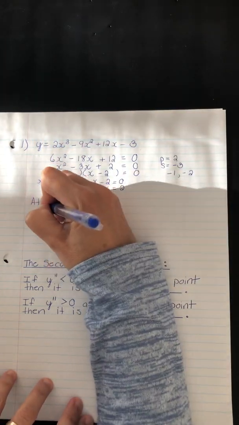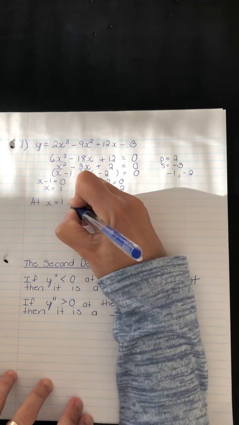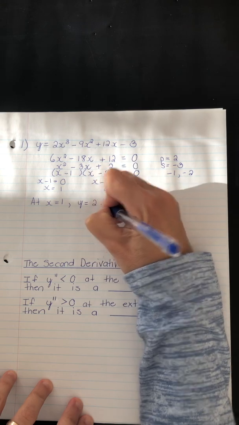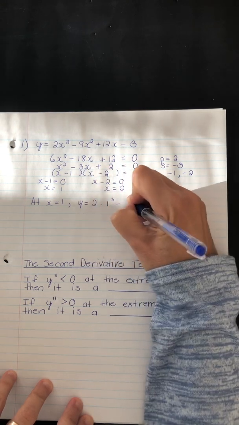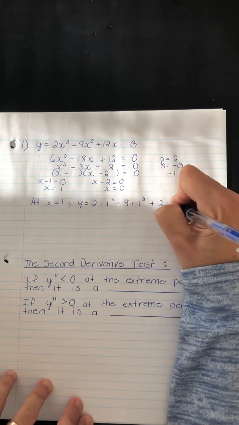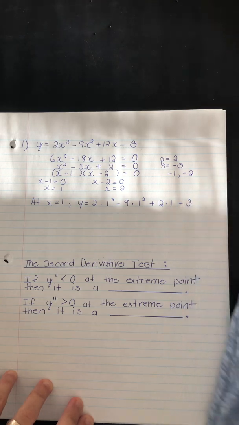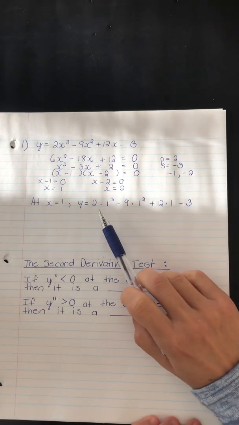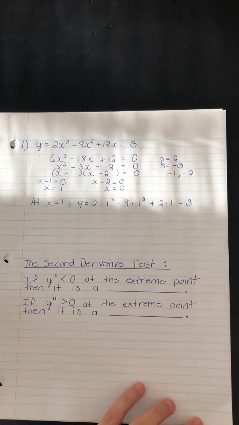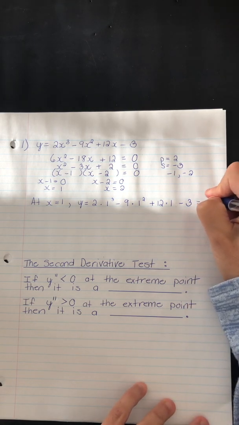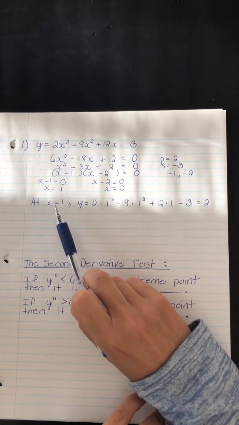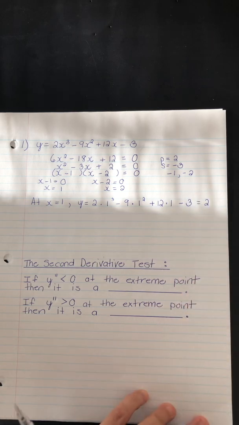So when x is 1, then y will be 2 times 1 cubed minus 9 times 1 squared plus 12 times 1 minus 3. Okay, so what is that? That's 2 minus 9 plus 12 minus 3, and that'll give you 2. Okay, so now we have the ordered pair 1, 2.